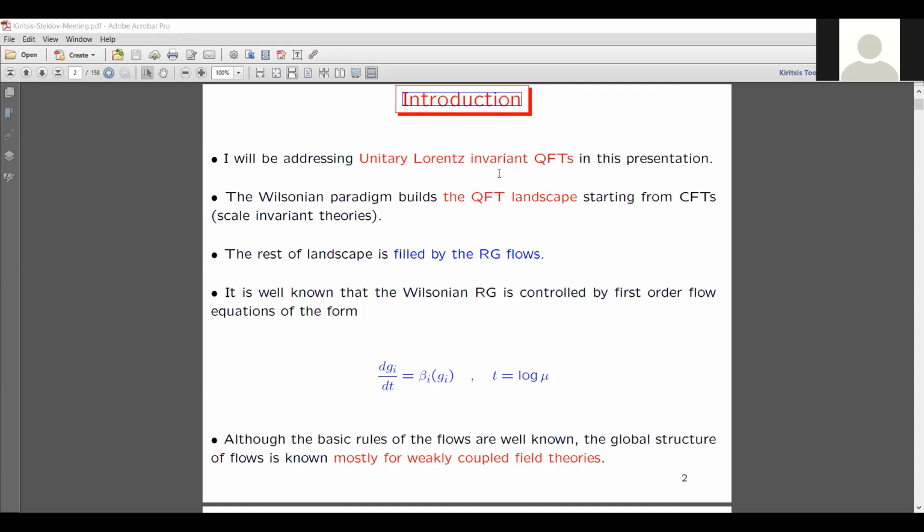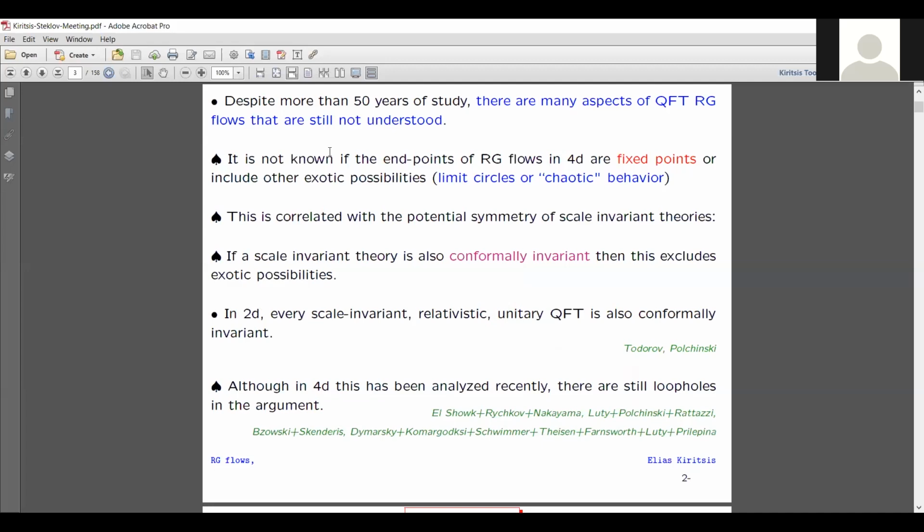And although the basic rules of the flows have been well known for a long time, the global structure of the flows is known mostly for weakly coupled quantum field theories. We've been studying this for 50 years at least, and still there are many aspects of quantum field theory renormalization group flows that are not understood.